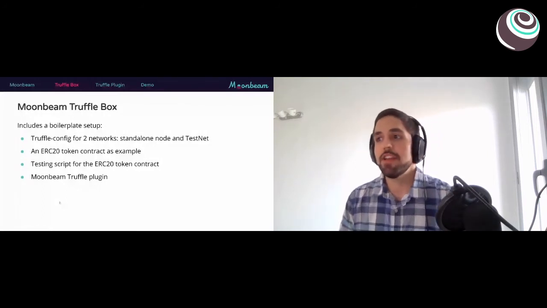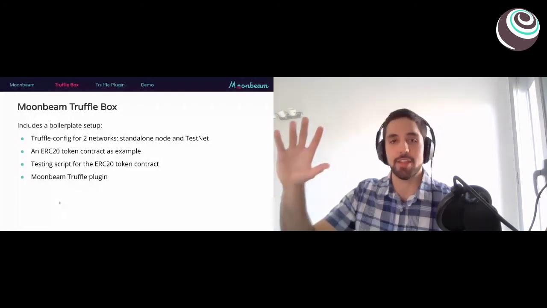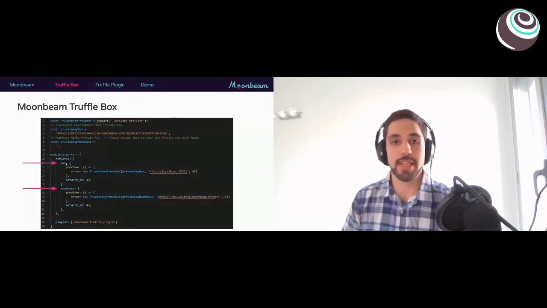So if I show you the Truffle config file, you can see here that it has the normal structure that you more or less would expect, right? So we have the networks that we have defined. One is dev, and that is actually for the standalone Moonbeam node. So it's localhost on port 9933. But we also have Moonbase Alpha, which is pointing to the testnet HTTPS endpoint.